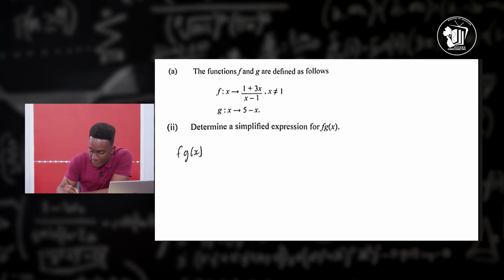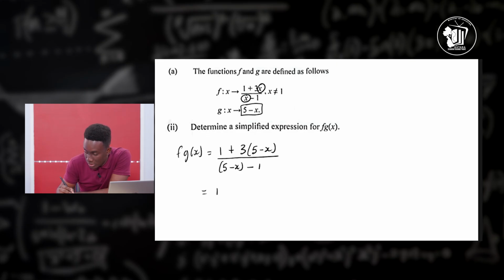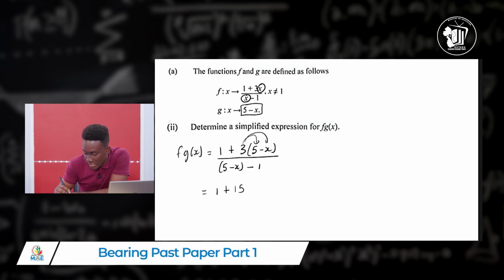So we can say fg of x is equal to 1 plus 3, instead of x we'll write this function, which was 5 minus x, all divided by, instead of x, we'll have 5 minus x, minus 1. Replacing this x here with 5 minus x and replacing this x with 5 minus x. So we work this out. We'll have 1 plus, so we distribute the 3. So 3 times 5 would be 15. 3 times negative x would be negative 3x, all divided by 5 minus x minus 1.